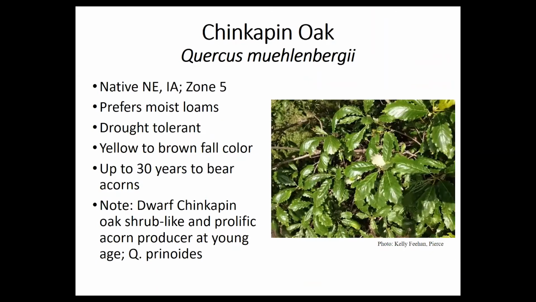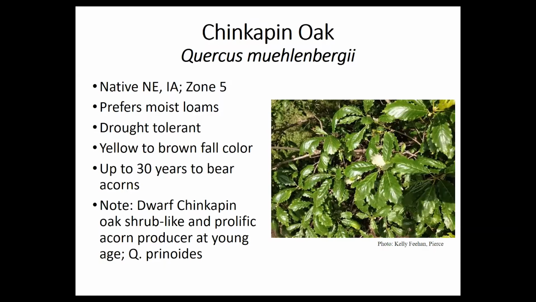Chinkapin oak. We don't see this one as much, but it is a native. This one is hardy to zone 5, just an FYI. It prefers moist loams. I always kind of laugh at myself when I put that in there because it's a big league statement, but I think I can say all trees prefer moist loam. Once established, it's drought tolerant, but they're not noted as doing as well in consistently dry soils. Yellow to brown fall color.